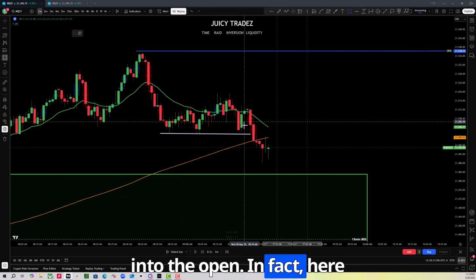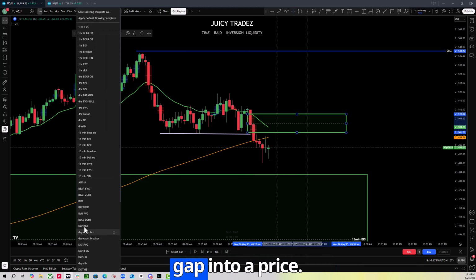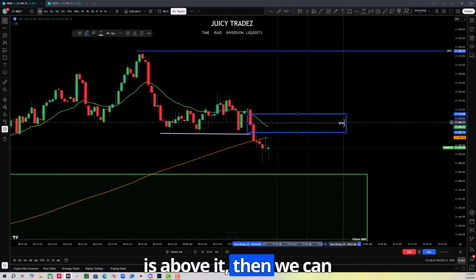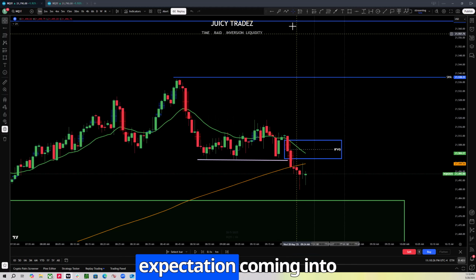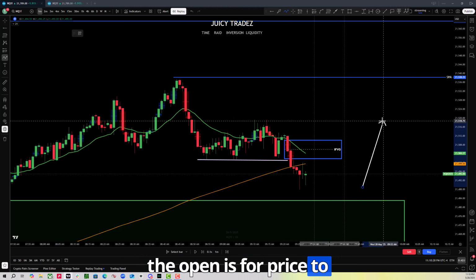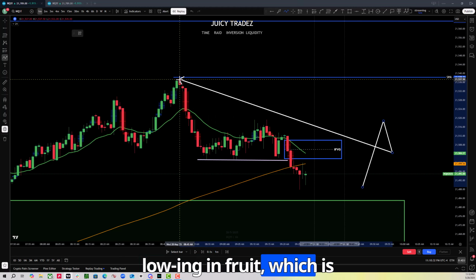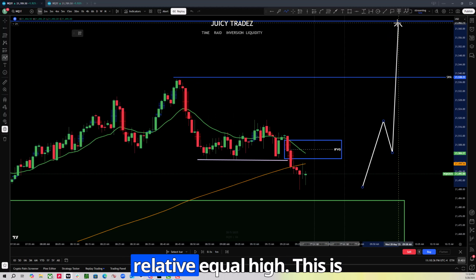In fact, here is my potential inversion gap. It's not an inversion gap until price gets above it. Once price is above it, then we can look at this as being an inversion gap. So the expectation coming into the open is for price to come up, pull back, and then deliver at least the low hanging fruit, which is the range high, because this is the range low, range high, and then go to that relative equal high.